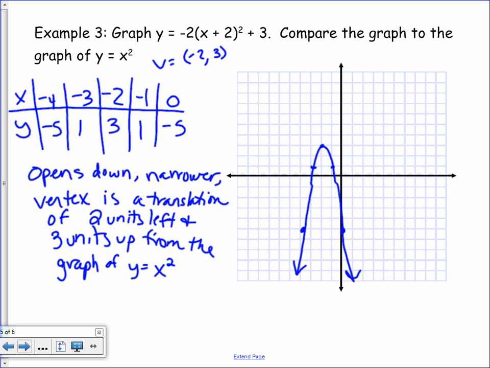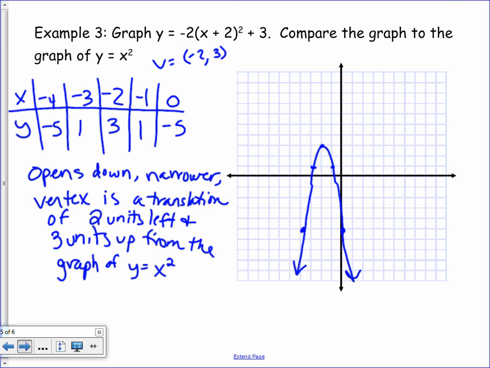So a lot of differences in this case. It opens downward because of the -2, and since it's being multiplied by -2, that makes it narrower. If it were between 0 and 1, like a fraction, then it would have made it wider than the graph of y equals x squared. And the vertex is 2 to the left and 3 units up.